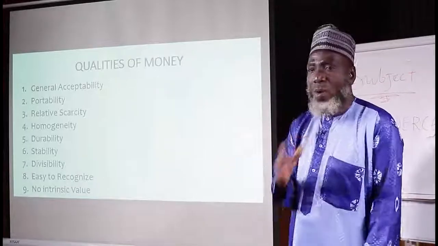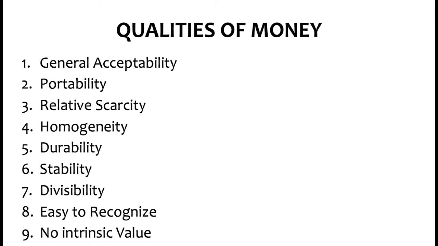There are several qualities of money. Number one, general acceptability. Money must be generally acceptable. Whatever is made and backed by law as money must be generally acceptable within a particular region, within a particular country. Like in Nigeria, if you have Naira notes or coins, they must be accepted anywhere you go, as far as you are in Nigeria. It is an offense to reject money in one part of the country or the other. The money must be generally acceptable.